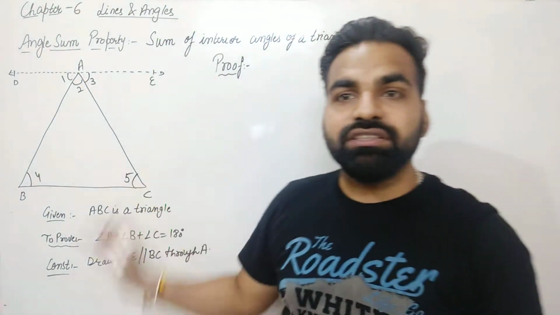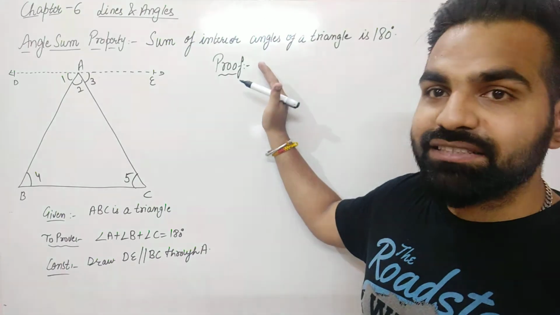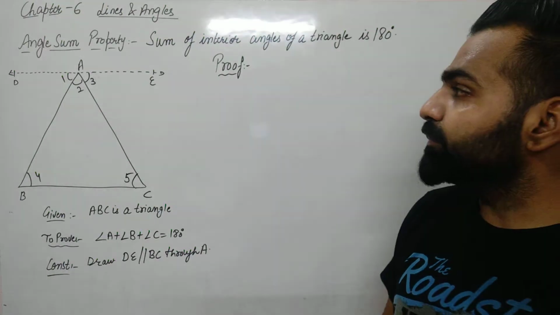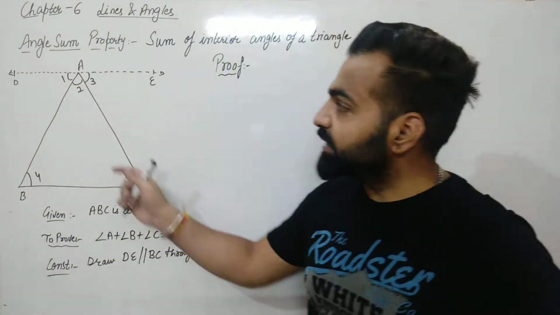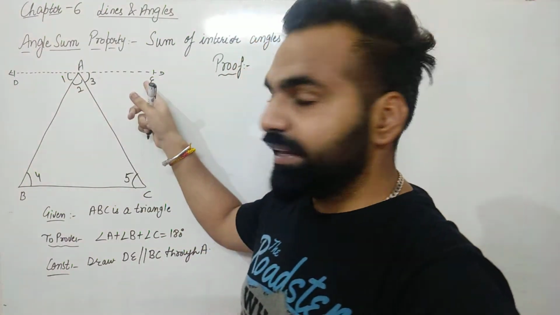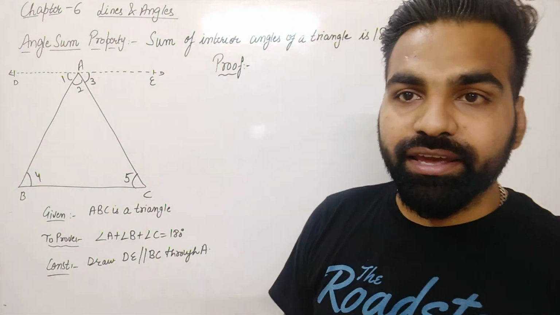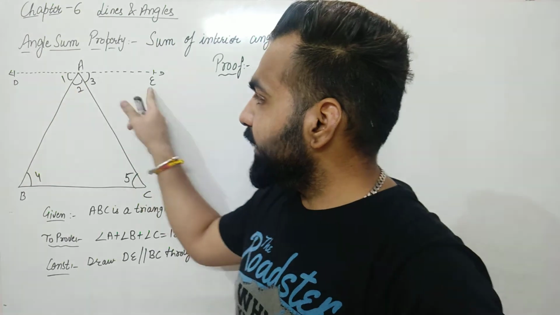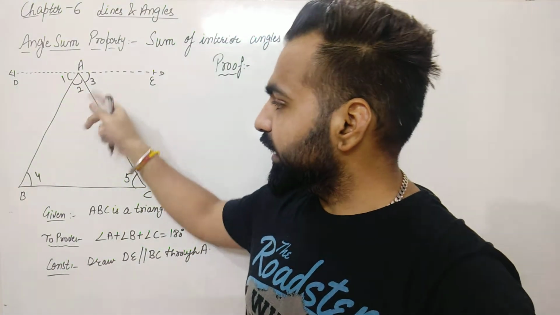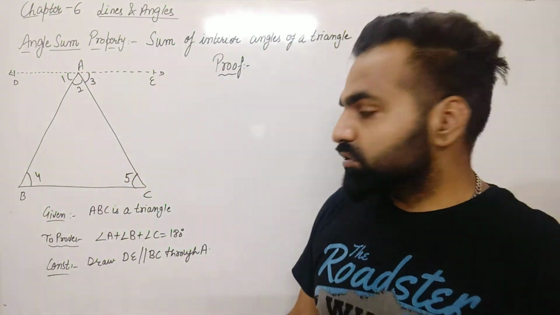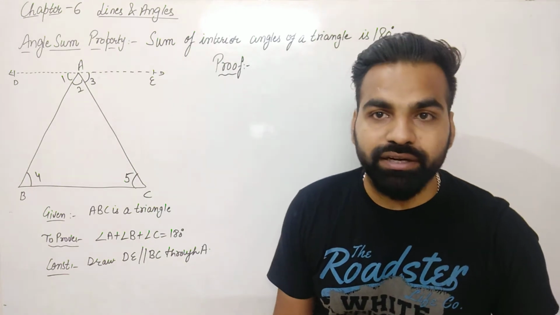We all have used this theorem in questions in the exercise, but now we are proving that sum of all interior angles is 180. So to prove that we will do construction, and construction part is we will draw a line DE which is parallel to BC and it is passing through A. So we will draw a line DE here, and we have assumed that this is angle 1, this is angle 2, 3, 4 and 5. But we have to prove that angle A plus B plus C is equal to 180 degree.